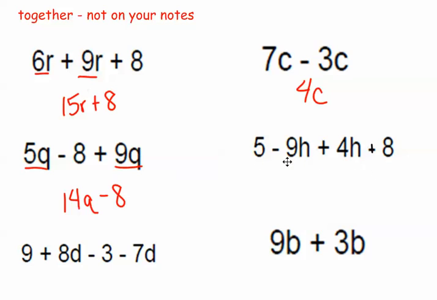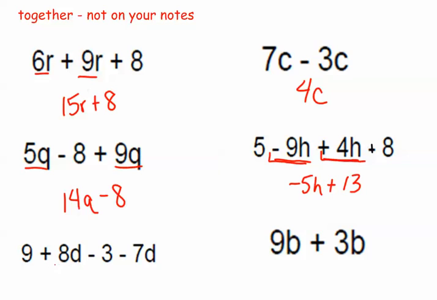This one's a little different here. If I look at my H's, you need to look at the sign in front of them. So this is kind of like a negative 9 H's and positive 4 H's. If I have negative 9, but then I add 4 to it, think about it on a number line, I'm left with negative 5 H's, okay? And then if I look here, I've got positive 5 and positive 8. That's plus 13, okay?